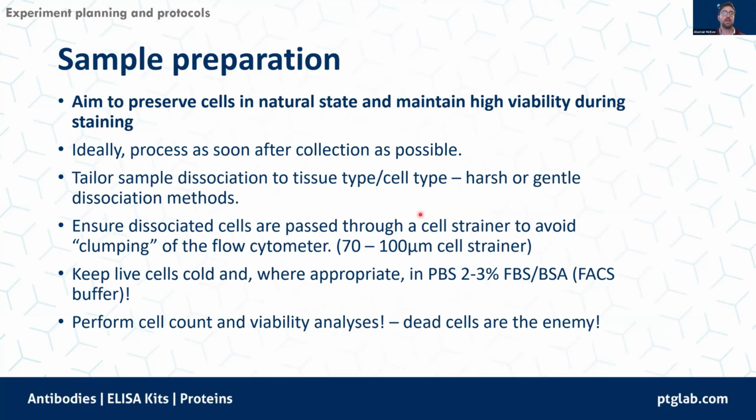Keep your cells cold. Prior to fixation, the best way to keep them alive is to keep them cold and keep them in the presence of FBS or BSA. So your FACS buffer will be 2 to 3% FBS or BSA made up in PBS.